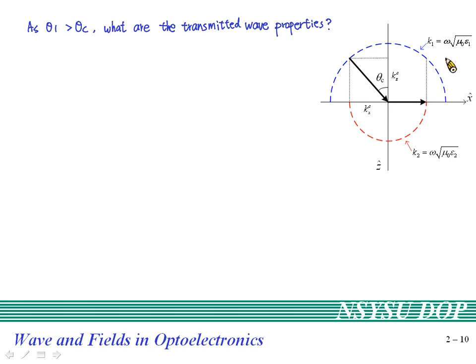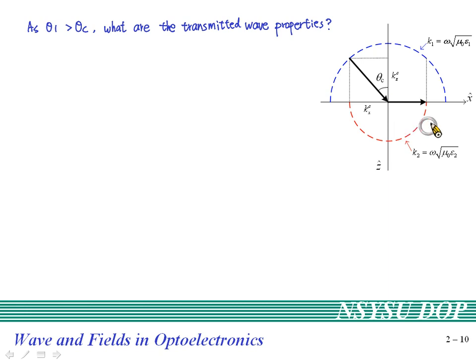For this figure, we have a plane interface here as the x-axis. Above the x-axis is material 1, and below the x-axis is material 2. The material index for material 1 is μ0 ε1, for material 2 is μ0 ε2. And in material 1, for all waves propagating to the interface, all the k vectors can form a semicircle, the blue semicircle here. So this blue semicircle represents all the k vectors from material 1 to the interface.